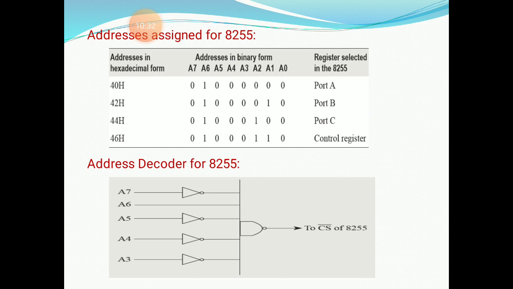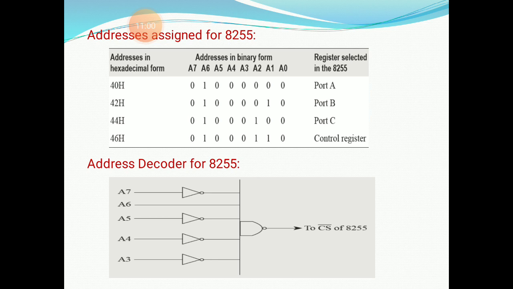When A2, A1 becomes 01, the processor selects port B to perform the output operation. When A2, A1 is 10, the processor selects port C. In this case, port C is not used in the interfacing diagram. When A2, A1 are both 11, the control word register of the 8255 is selected.